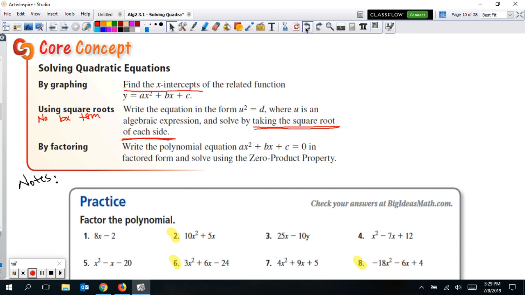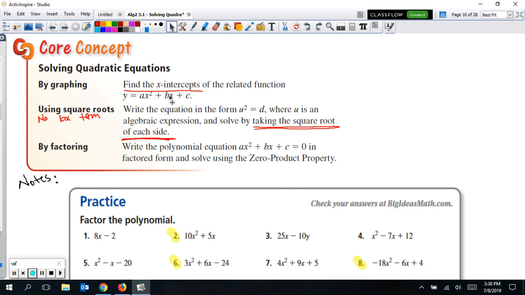Now that is when you have no bx term. As you can see here, here's our standard form, right? This doesn't have an x term in it, just has your square term only. So if you do not have this other x term here, like the bx part, if it's just the ax squared and the c, then you could use square roots. You could solve for the x squared and then take the square root of both sides. That's the easiest way to do it, I would say.